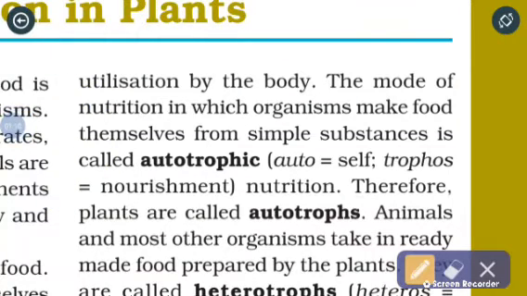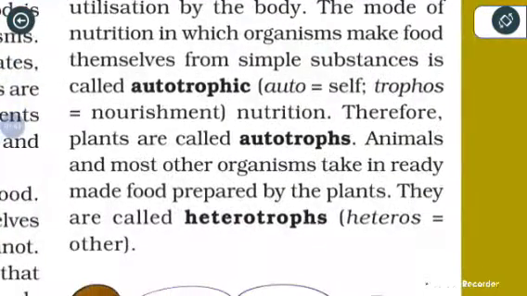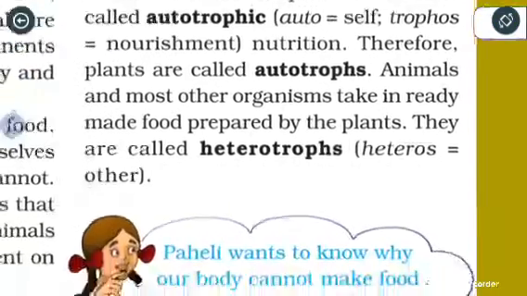The word auto means self and the word troph means nourishment. It means the plants that nourish themselves are called autotrophs. Understand? Therefore, plants are autotrophs. Animals and most other organisms take in ready-made food prepared by the plants. They are called heterotrophs. Hetero means other. They are dependent on others.